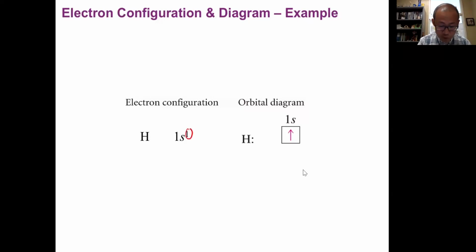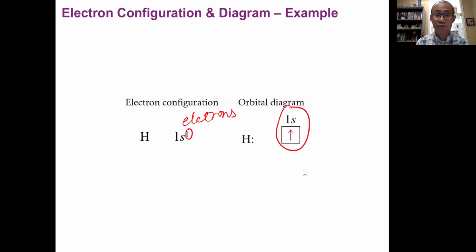We use that as a superscript. See that? 1s1. And that one means one electron. The superscript is the number of electrons. That's called the electron configuration of hydrogen. Easy, right? The 1s subshell has one electron in the 1s orbital. And of course, we use a square to demonstrate that orbital, and you put an electron as an arrow inside the orbital. And we call this the orbital diagram.